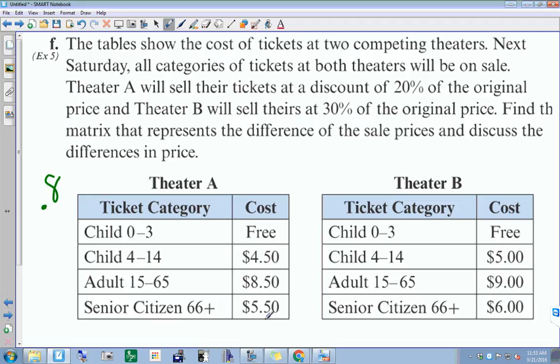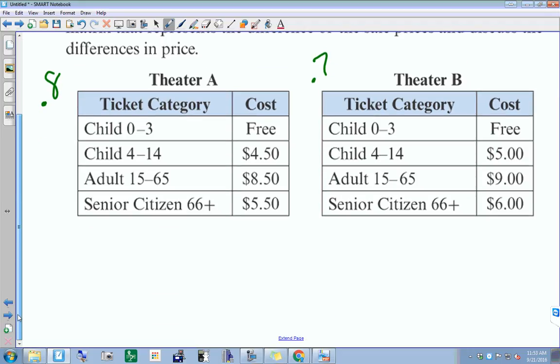Now, Theater B, they're doing the same thing, but theirs is going to be 30% off the original price. So if it's 30% off the original price, what percent are they actually paying? 70. So that would be 0.7. So now, when it comes to the calculator, all you got to do is use the calculator. What's 80% of free, by the way? 80% of free is still free. Okay, so this is going to be $0 over there.